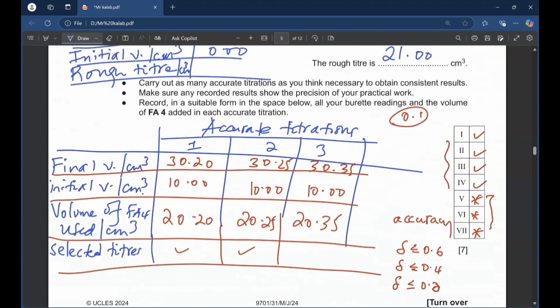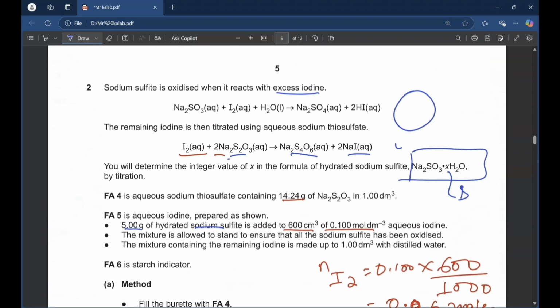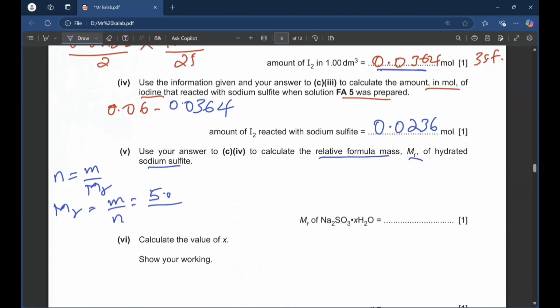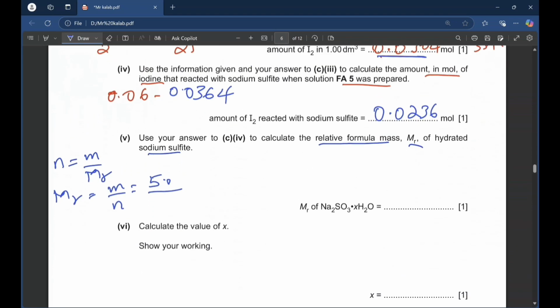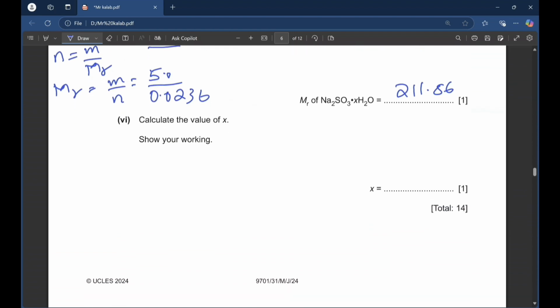Let's go back to our equations. Equation 1 shows us the reaction of sodium sulfite and iodine. As you can see, 1 mole of sodium sulfite is reacting with 1 mole of iodine. So they are in a 1:1 ratio. What does this mean? We can use moles of iodine reacted as moles of sodium sulfite reacted, as they are in a 1:1 ratio. So this would be 5.0 divided by 0.0236. Now this would be 211.86. This is the molar mass for the hydrated sodium sulfite.